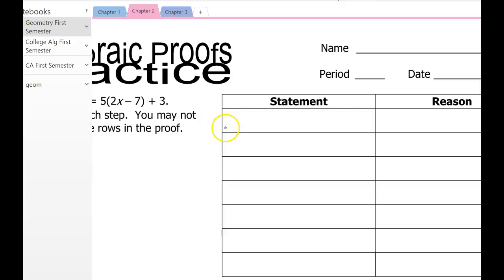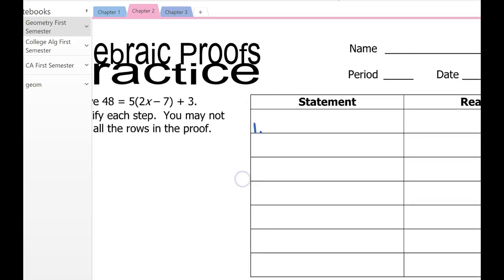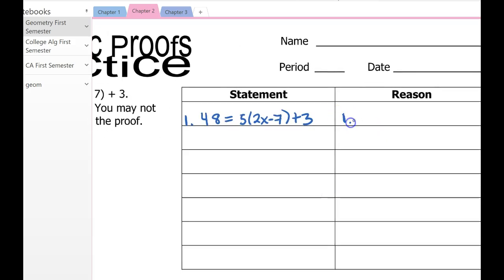Here's the beauty of proofs. The first line is always the same, and if you can remember this, you always get 1 point out of the proofs. The first line is what is the equation, or what is given to you. So on the first line, number 1, write the equation that's given to us. We have to solve, so we just write 48 is equal to 5 times quantity 2x minus 7 plus 3. Reason is always the same for line number 1. It's given to me. There's no rhyme or reason. It's just given to me. And I'm going to prove what I need to.